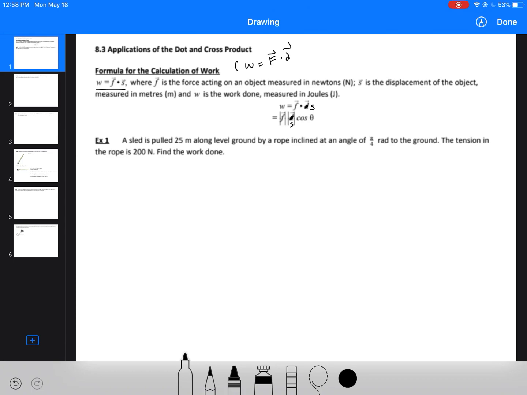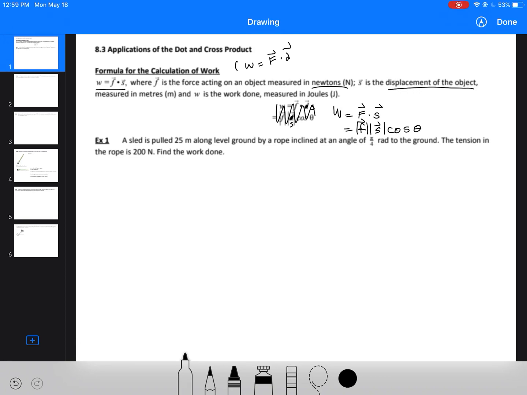So F is the force acting on an object measured in newtons. S is the displacement of the object measured in meters. And W is the work done measured in joules. So work, I'll just rewrite this here. We've got work equals force dot displacement, and we can write this as the magnitude of F times the magnitude of S cosine of the angle between them.